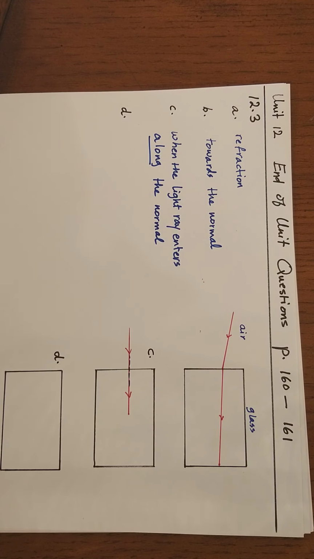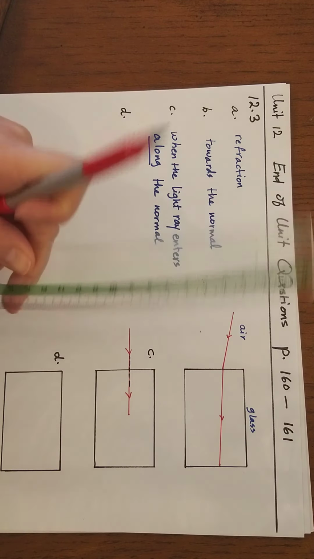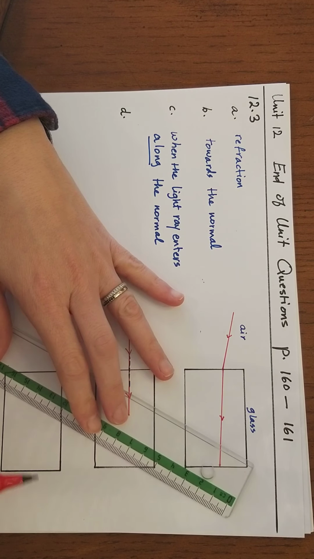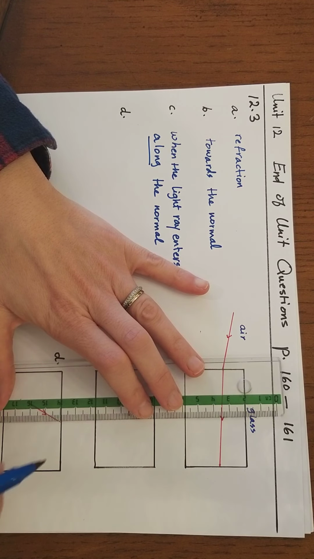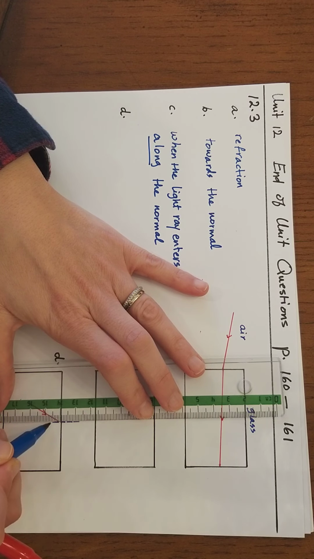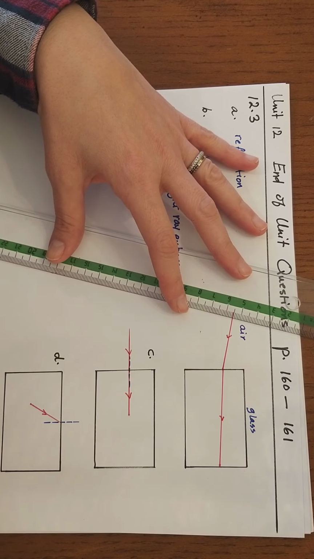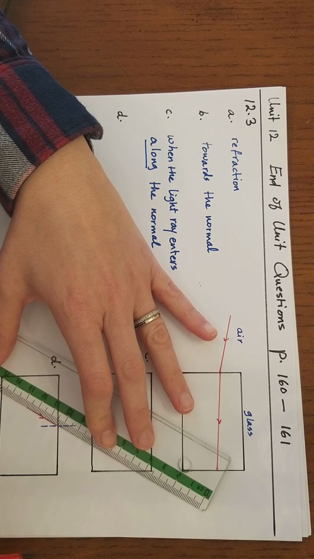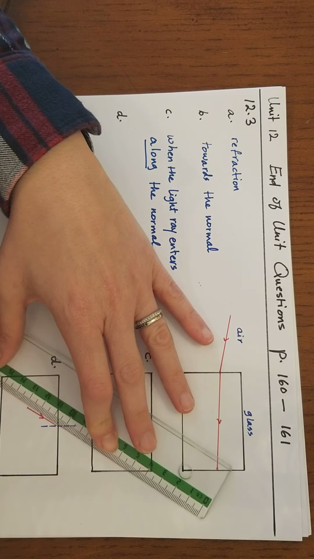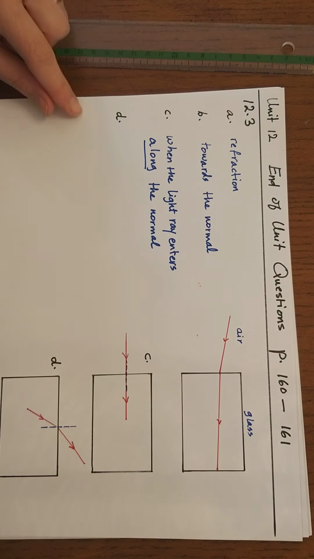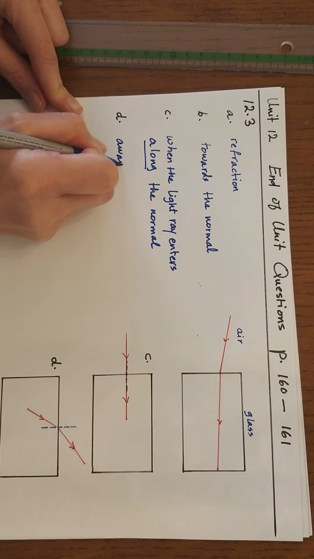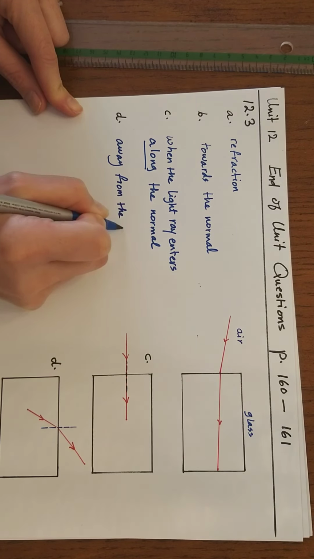D. Draw a diagram to show how a ray of light bends when it travels from glass into air. So it's opposite to this situation. It has to travel from glass into air. We show a light ray leaving glass. Okay, we need to draw a normal at the surface. Now the light ray, because it's leaving glass into air, will bend away from the normal. So remember, it's not going to continue in its original direction. It will bend away from the normal.